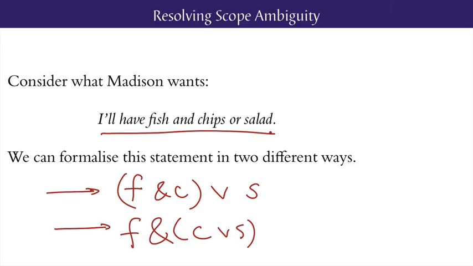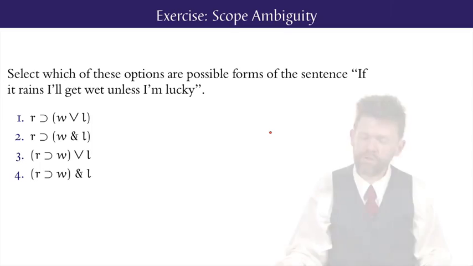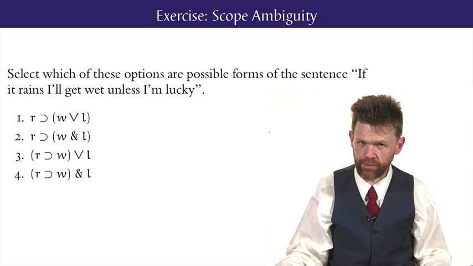Now in English, often we can distinguish these two different readings by means of pauses or commas. We could say, I'll have fish and chips or salad. Or we could say, I'll have fish and either chips or salad. We've got ways of resolving these things, but a very precise way of resolving these things is to try translating it into a formal language. There's no ambiguity in this formal language, so any way of translating it is going to need to resolve this scope ambiguity.